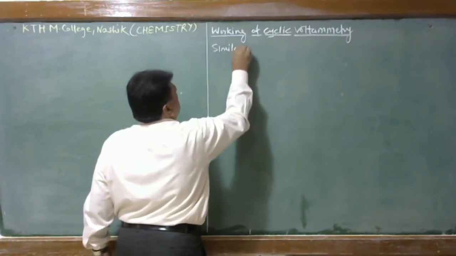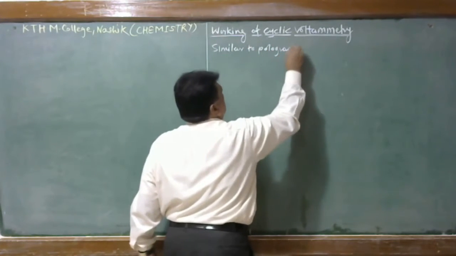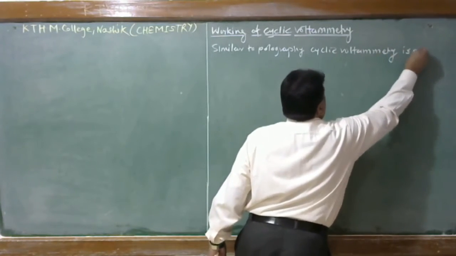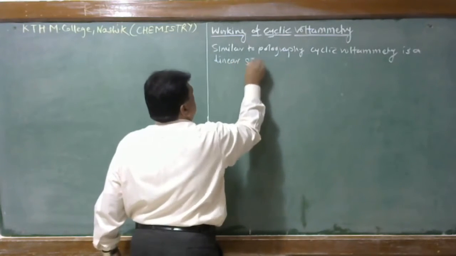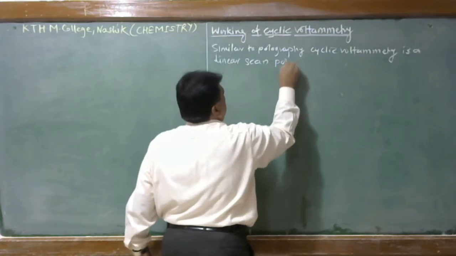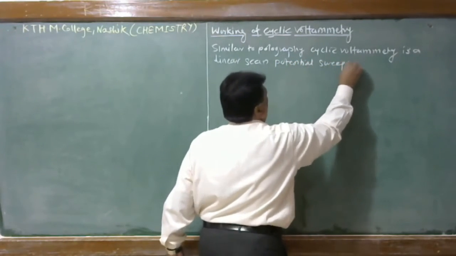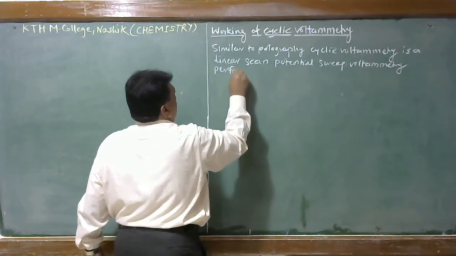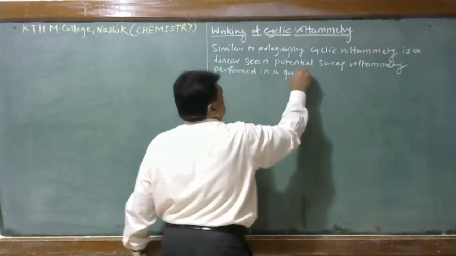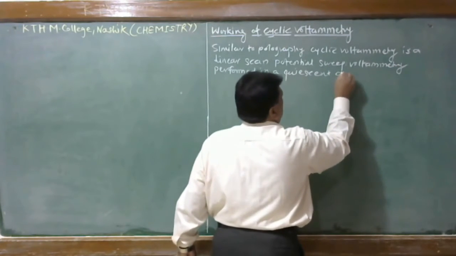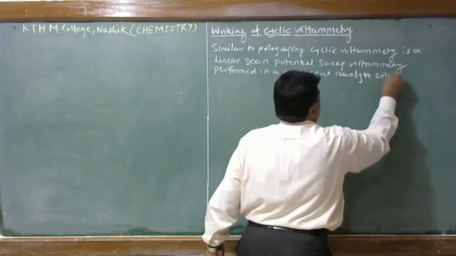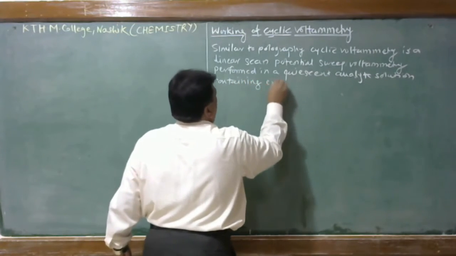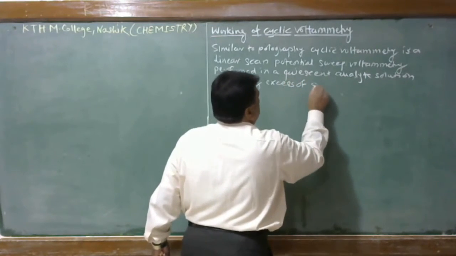Similar to polarography, cyclic voltammetry is a linear scan potential sweep voltammetry performed in a quiescent or undisturbed analyte solution containing excess of supporting electrolyte.